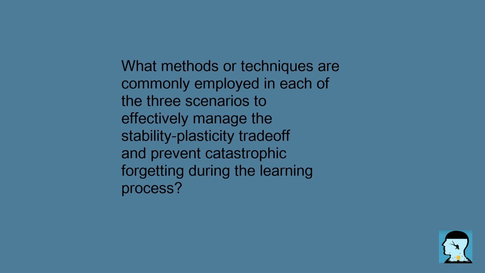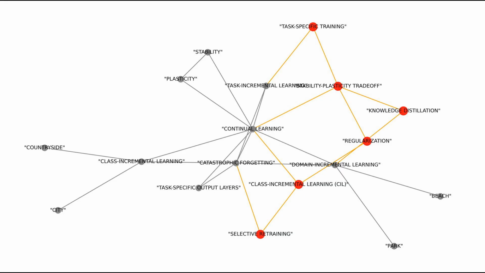What methods or techniques are commonly employed in each of the three scenarios to effectively manage the stability-plasticity trade-off and prevent catastrophic forgetting during the learning process? In each of the three scenarios of continual learning, different methods are used to manage the stability-plasticity trade-off and prevent catastrophic forgetting. One, class-incremental learning. Since this scenario is the most challenging, methods often involve careful adjustments to the model's parameters. Techniques like regularization can be used, which is like putting a safety belt on the knowledge the model already has. This helps to keep the old information stable while allowing the model to learn new classes.